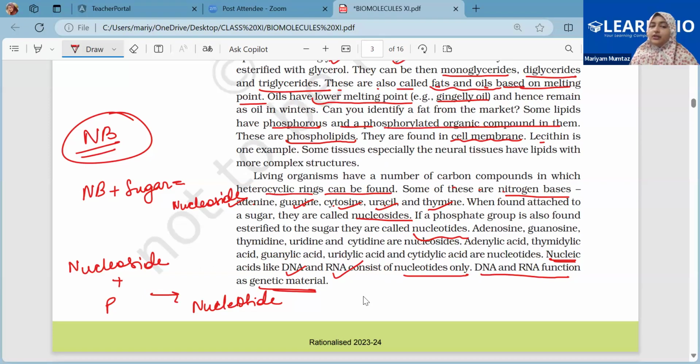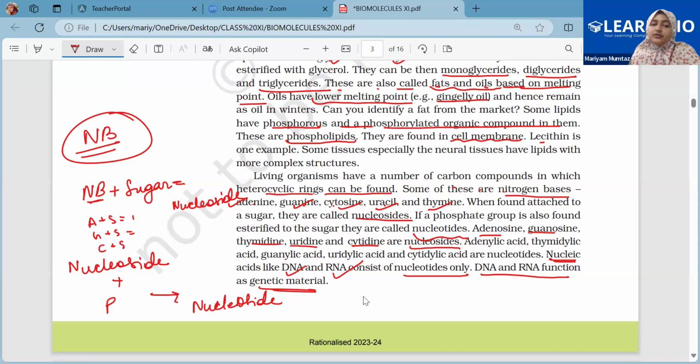When a nitrogenous base forms a bond with a sugar, that is a nucleoside. And if a phosphate is added to a nucleoside, then that becomes a nucleotide. Now, adenosine, guanosine, thymidine, uridine, cytidine are nucleosides, meaning nitrogenous base, for example adenine, plus sugar is equal to adenosine. Guanine plus sugar is equal to guanosine.